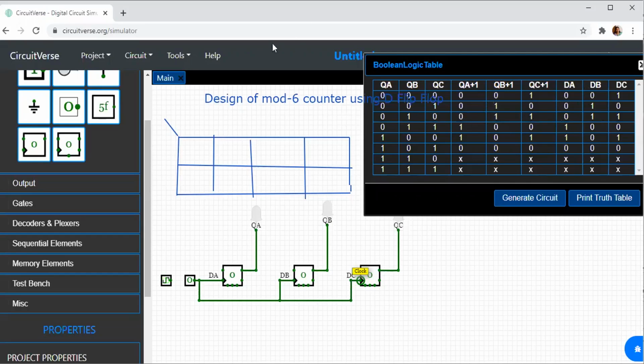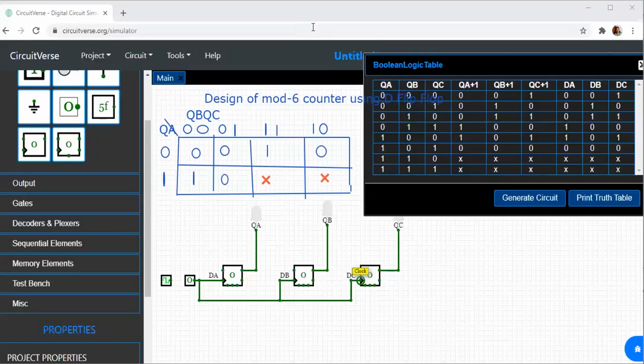Now, keeping these things, let us plot DA. When you're plotting DA, we require a 3-variable K-map. So I have a 3-variable K-map, QA, QB, QC, 0, 0, 0, 1, 1, 0, and 1, 1. Next, 0 and 1. What are the values for DA? It is 0, 0, 0, and 1. And next, it is 1, 0, X and X.